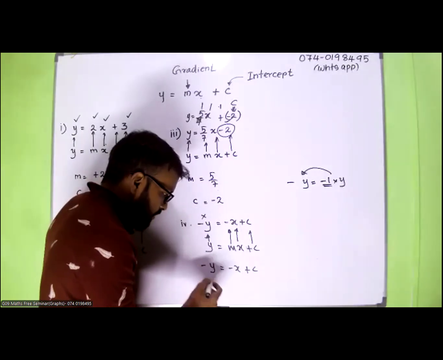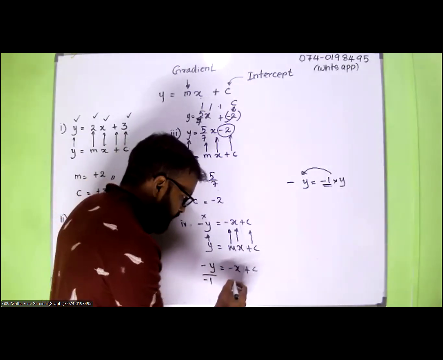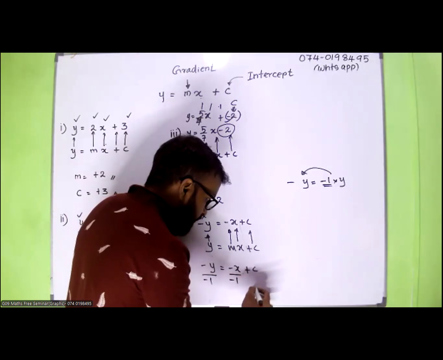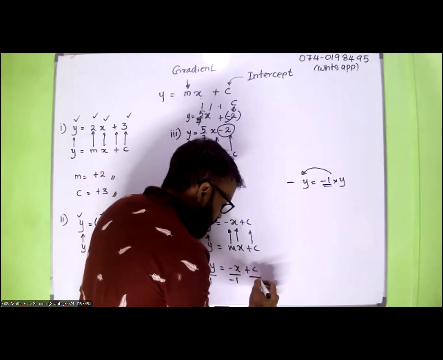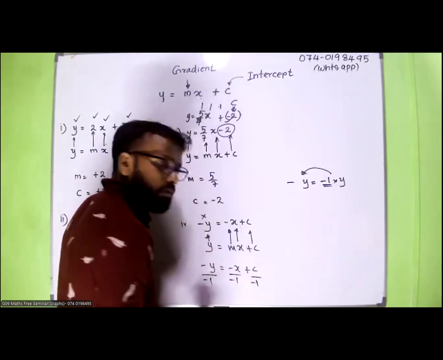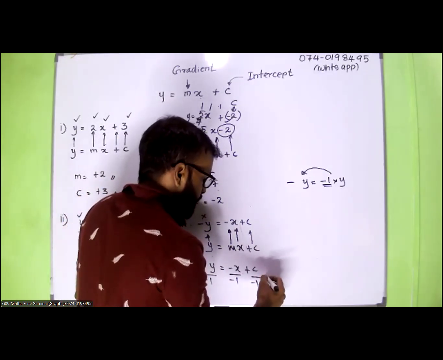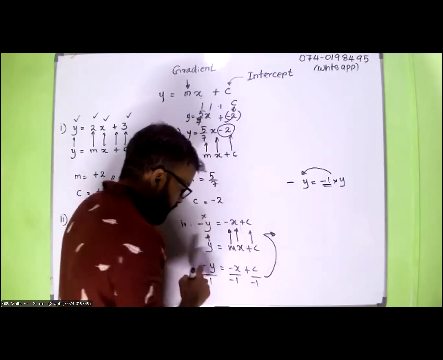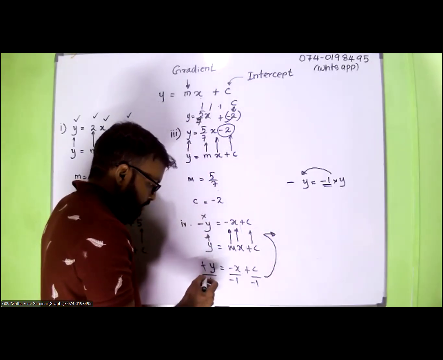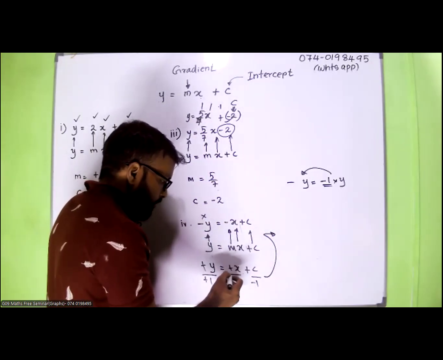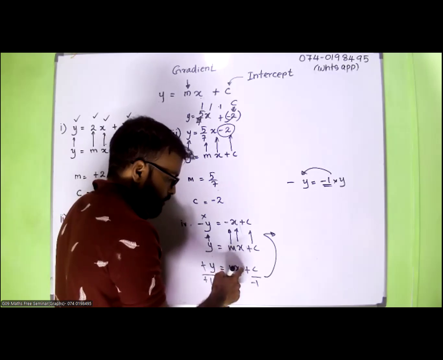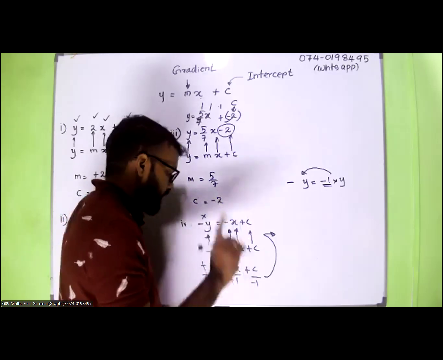Here you have minus 1. Divide this term by minus 1. Correct? So finally you will get the answer as negative, negative, positive, negative, negative, positive, right? Positive divided by negative, negative. Alright, keep that in mind.